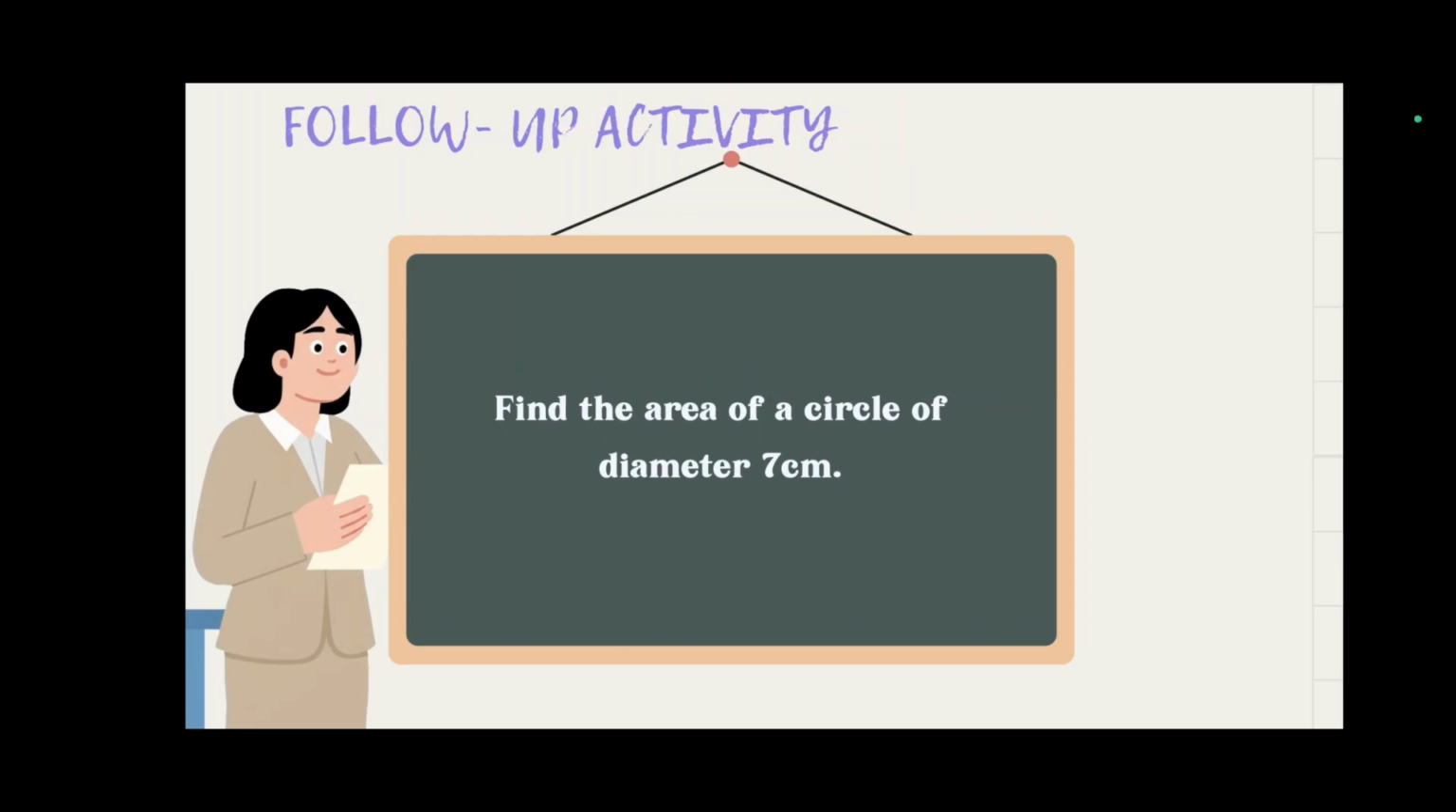Step by step, we saw how increasing the number of sides of a polygon makes it look more and more like a circle. Using that idea, we finally arrived at the beautiful formula: area of a circle is equal to pi r square. We also solved a problem to understand how to apply the formula.